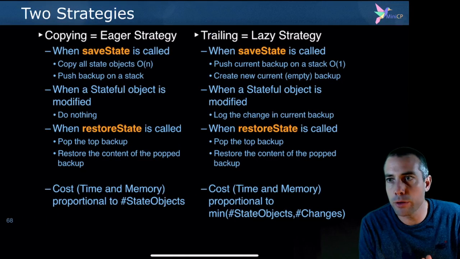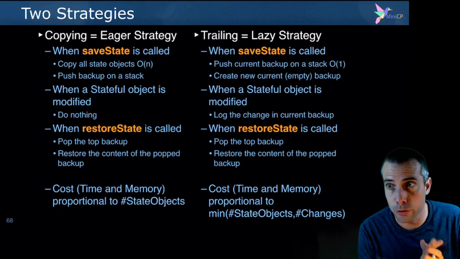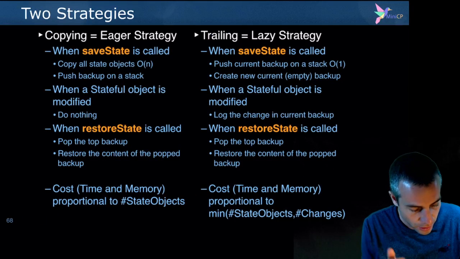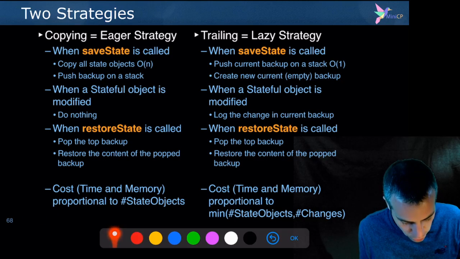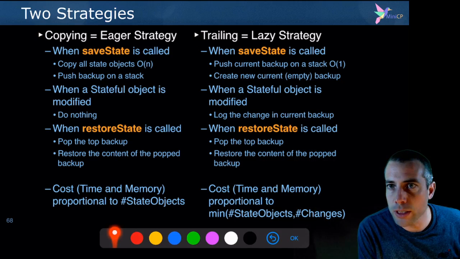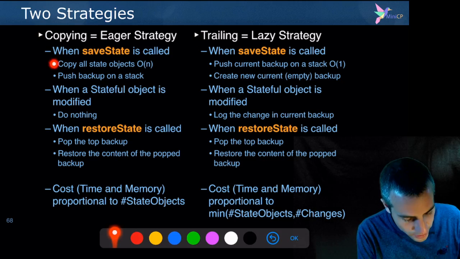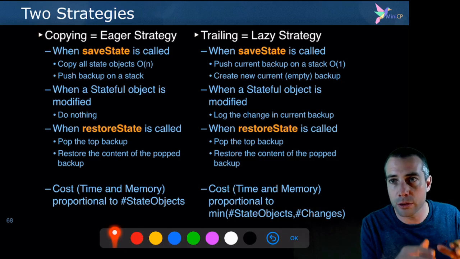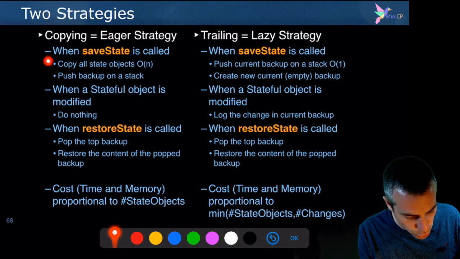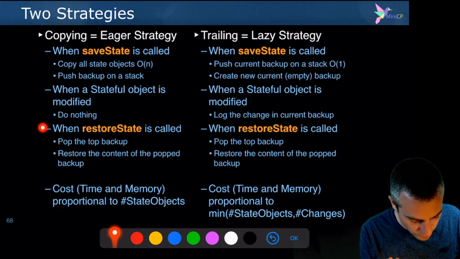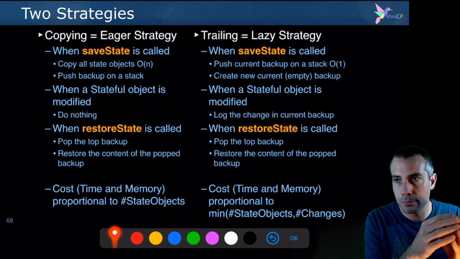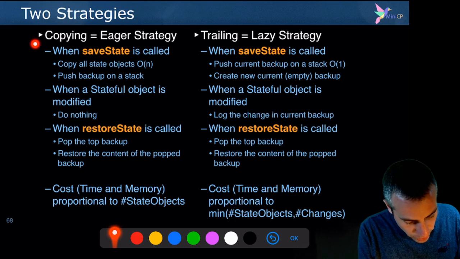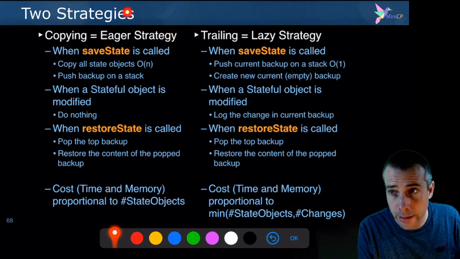In terms of state management, we have two different strategies, and both are implemented inside different commercial solvers and open source solvers. We have the copying strategy and we have the trading strategy. With the copying strategy, whenever you want to save the state, it will take all the objects that you have created inside the state management, store the state of each of them, and push this as a new backup inside the stack. And when you restore the state, you just pop the backup and restore all the objects that were created one by one. This is a kind of brute force approach because you scan everything.